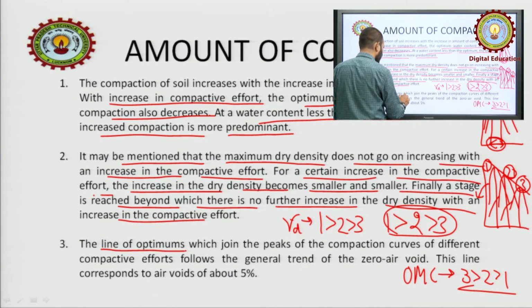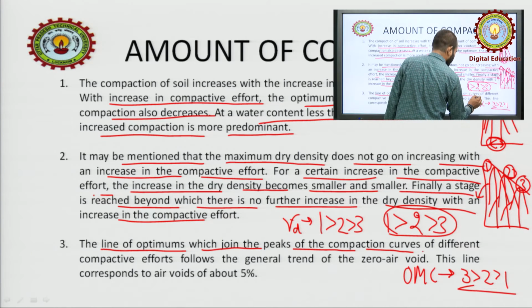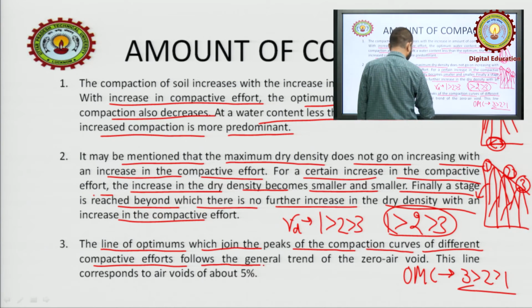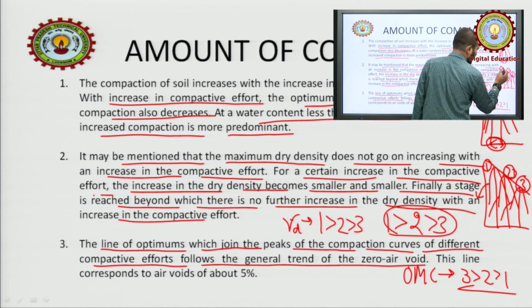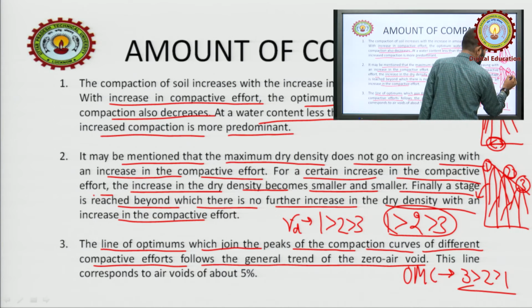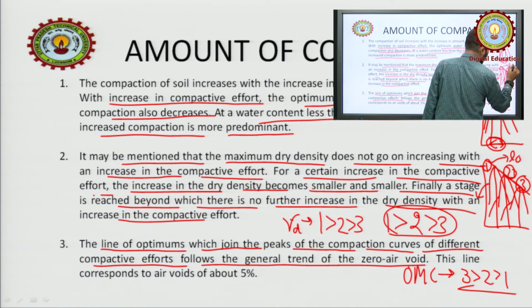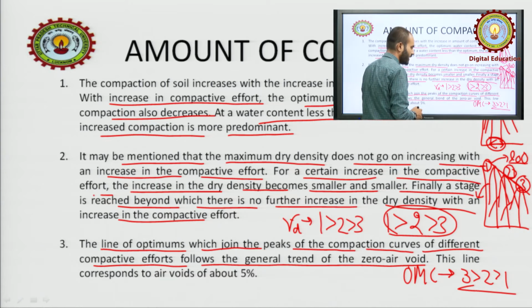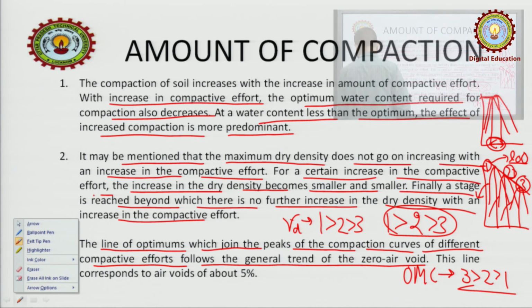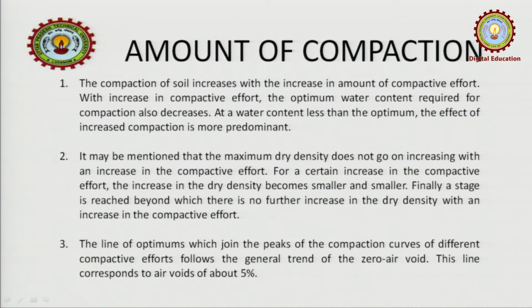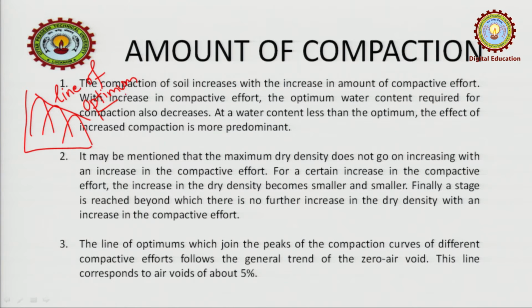Then the line of optimums, which joins the peaks of the compaction curves of different compactive effort, follows the general trend of the zero air void line. This is the line of optimum. It is joining all OMC and MDD, meaning the highest points. This is known as the line of optimums. Okay, I can again make it here something like this. If this and this and this, then this is the line of optimum. Okay.